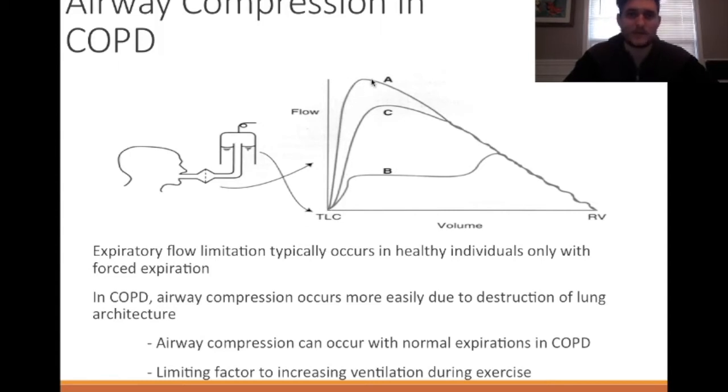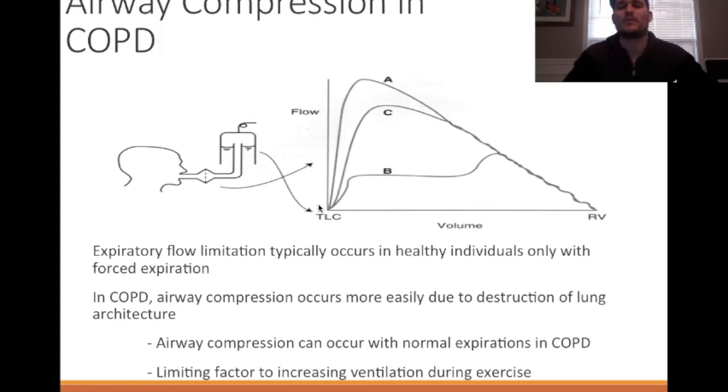A would be a normal, or a healthy individual, I should say. C would be a person with a restrictive disease, and then B would be a person with COPD or an obstructive disease. So in A, from our total lung capacity, someone is able to exhale large quantities of air within that first second, and then progressively let out that air all the way till a max exhale.